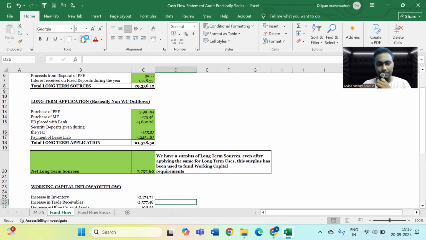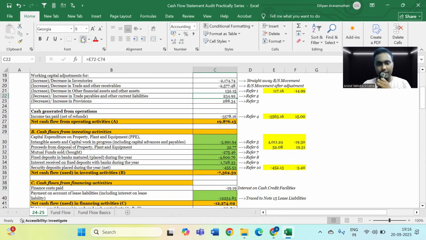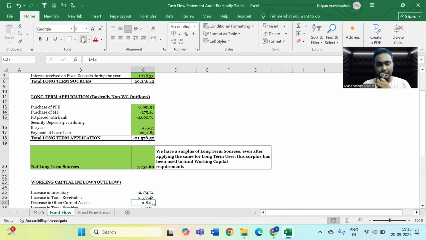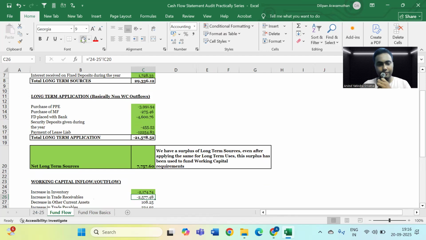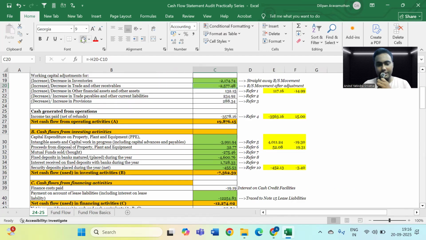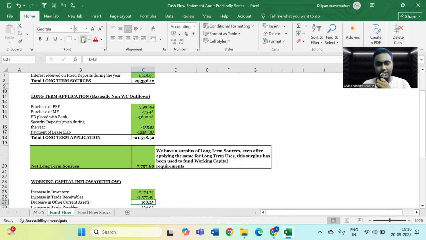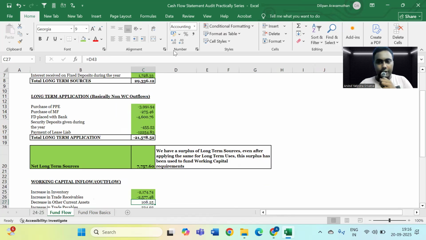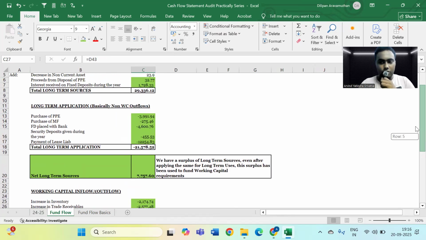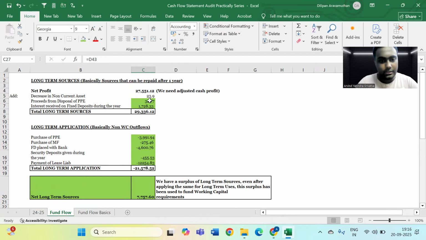So let's just come down a bit. Let's come to working capital changes. So working capital changes, I saw my inventory 2174.74, which I've exactly taken there. Everything is linked here. Next, my trade receivables 2577.48, which again I've taken here. Next, my decrease in other current assets, 108.25. So basically this 108.25 plus the number which we had taken above would equal 132.15. 108.25 here. Then we have 23.9 here. Yes, so it is equaling to 132.15.